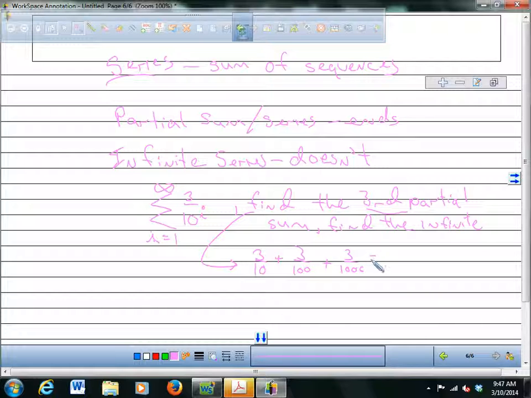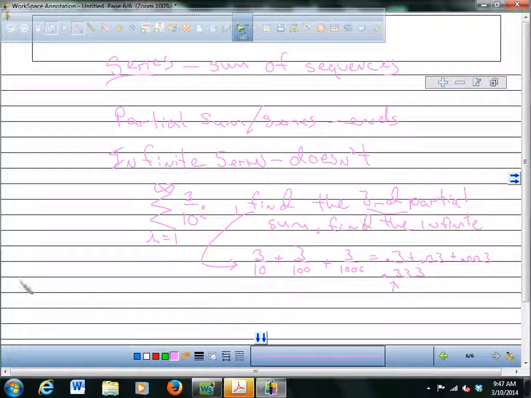So if I add those together, I get 0.3. What's 3 hundredths? 0.03. What's 3 thousandths? 0.003. And if I add those together, 0.333, right? That would be the third partial sum.